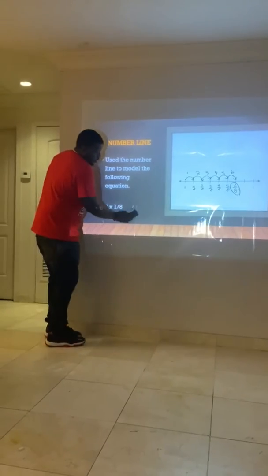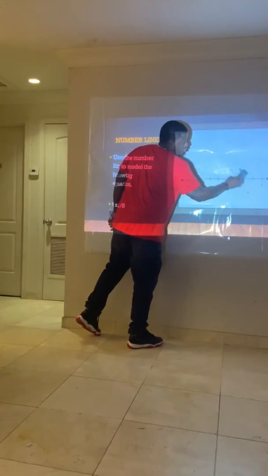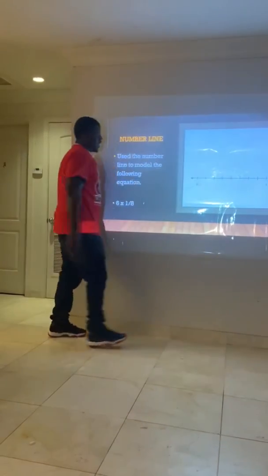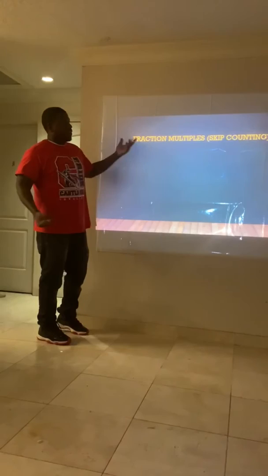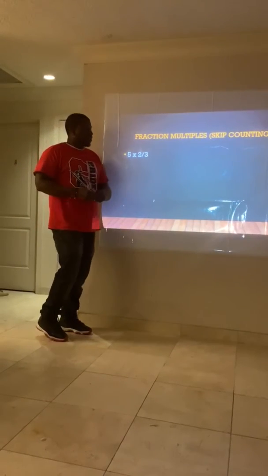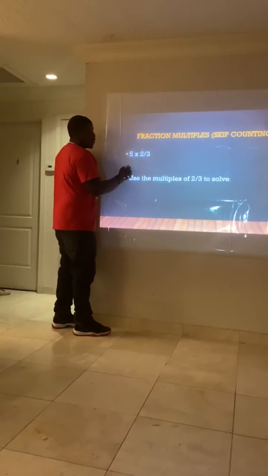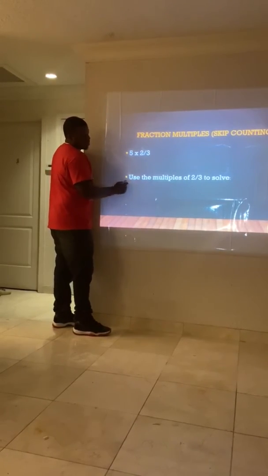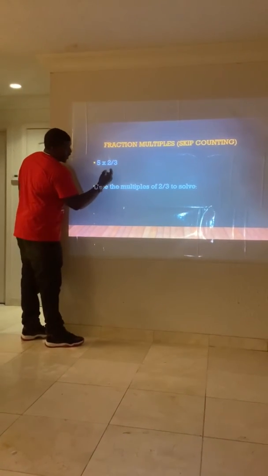All right, I'm going to show you the third and final strategy that you can use in order to multiply a whole by a fraction. It's the multiples, and most of us call it skip counting. So now I have 5 times 2/3. I'm going to skip count by 2/3. So I'm going to use the multiples of 2/3, or the multiples of 2. So I'll just put it right here.